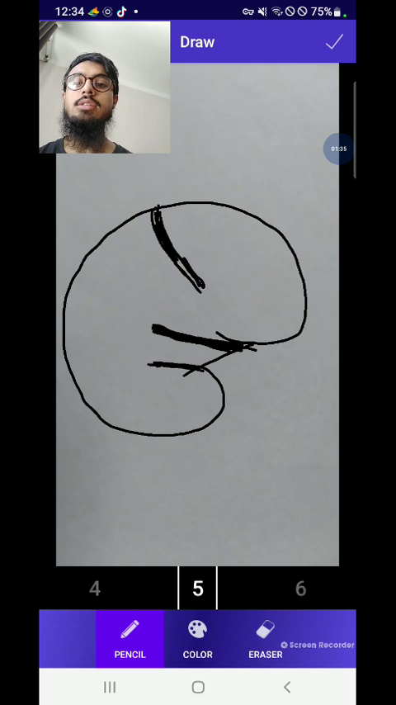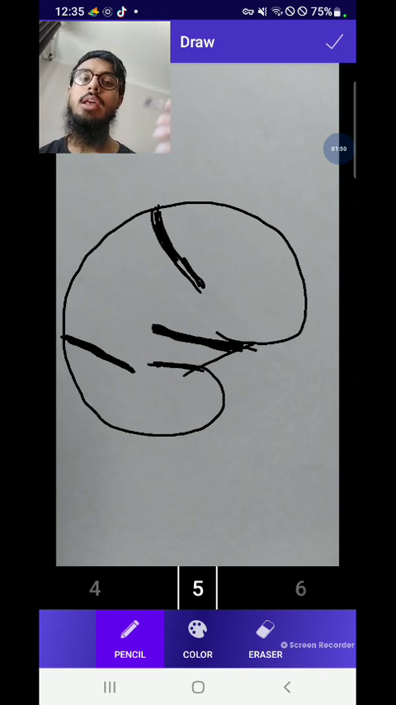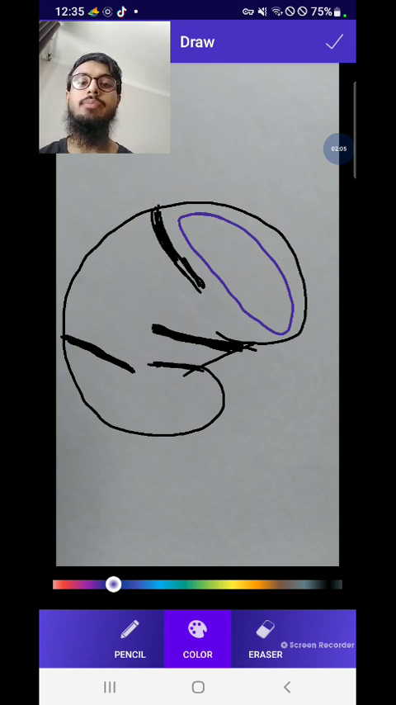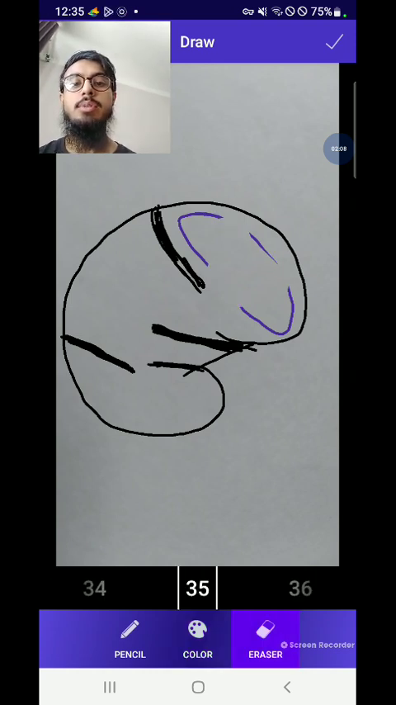Last, there is a parieto-occipital sulcus, which is present posterior to the parietal lobe and anterior to the occipital lobe. So these are the divisions of the brain, the divisions of one hemisphere, and the other hemisphere has the same divisions. Today my topic of concern is this area. What is this area and what is the functional anatomy of this area? I'm going to explain the functional anatomy of this area.